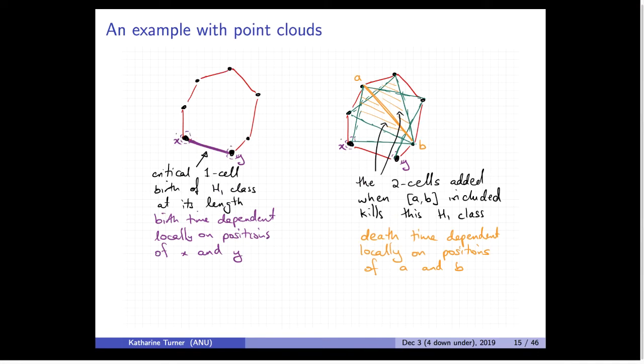And so your birth time is dependent locally on the positions of a particular pair of points, and your death time is dependent locally on the positions of a potentially completely different pair of points. And so if I'm looking at the distances between their respective diagrams, those are acting somewhat independently. I want my distances to be able to take both of them into account, not just the maximum. So I want to look at how much XY changes plus how much AB changes, not just whichever one happens to change the most of the two.